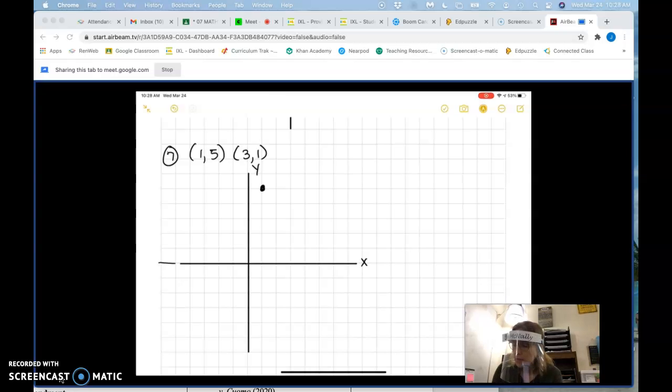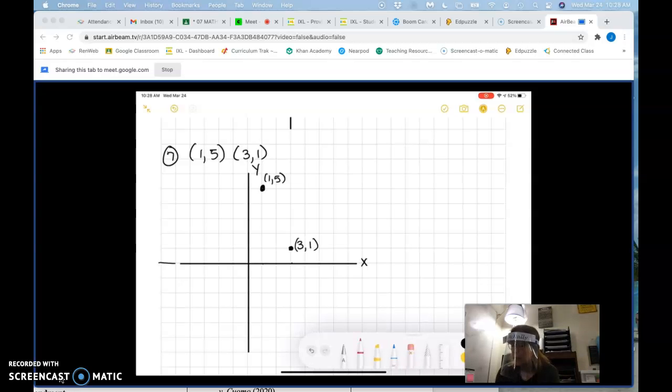And I'm going to label that because we always label our points when we're plotting points. And I have 3 and 1. Now, I'm going to put a point down to make a right triangle. So I'm going to come straight down from my 1 and 5 point, straight over from my 3 and 1 point. I'm going to put my point right there.